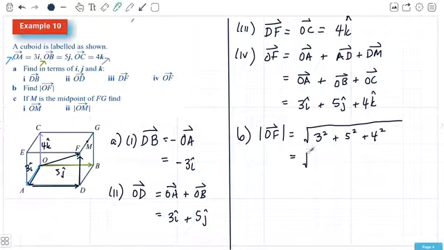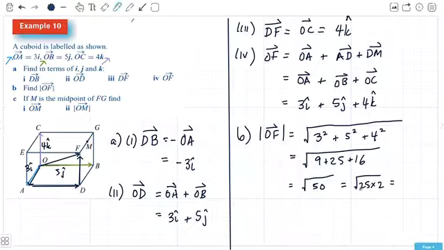So we'd have the square root of 9 plus 25 plus 16, which is the square root of 50, if you add them all together. And the square root of 50, in terms of what will go into here, you've got 25 times 2. Square root of 25 is 5, square root of 2 is still root 2. So the magnitude of OF is 5 root 2.